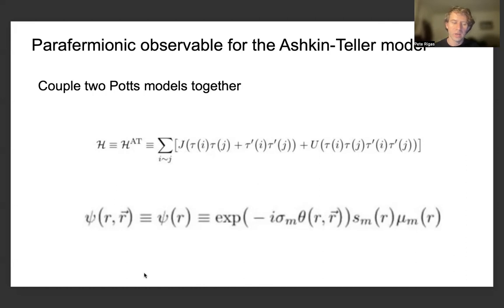The parafermionic observable for the Ashkin-Teller model is given by this function psi of r, which is an exponential of minus i sigma times the winding term, which we express as theta. It's given by the point r at which the path begins, and the winding is taken with the displacement vector from any other points the path traverses, as well as a spin operator, which depends on r, and a disorder operator mu, which also depends on r.